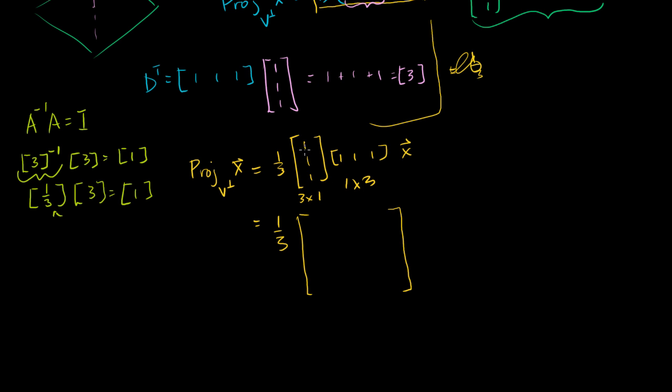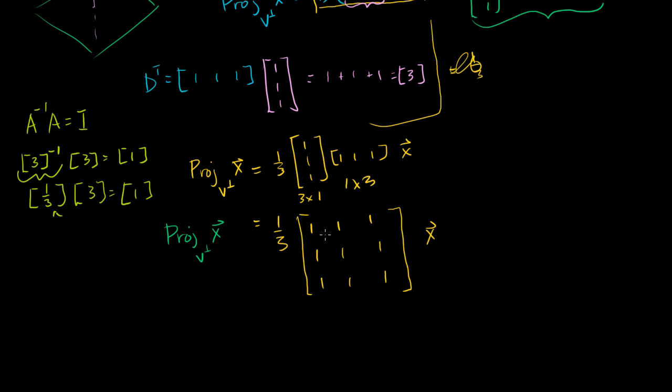This first entry is going to be 1 times 1, which is 1. Second entry is going to be 1 times 1, which is 1. Third entry is going to be 1 times 1, which is 1. I think you see the pattern. The second row, first column, 1 times 1 is 1. So this is just going to be a 3 by 3 matrix of 1s. So just like that, that was a pretty straightforward situation. We were able to get the projection matrix for any vector in R3 onto V's orthogonal complement.